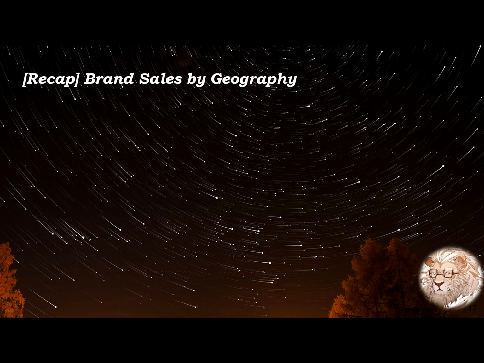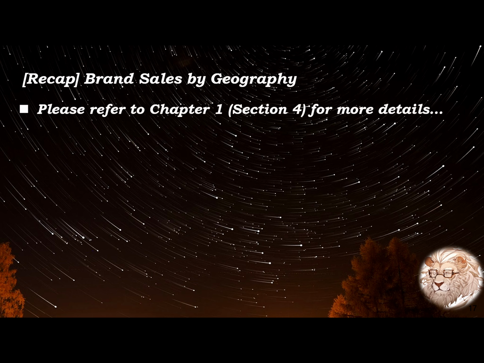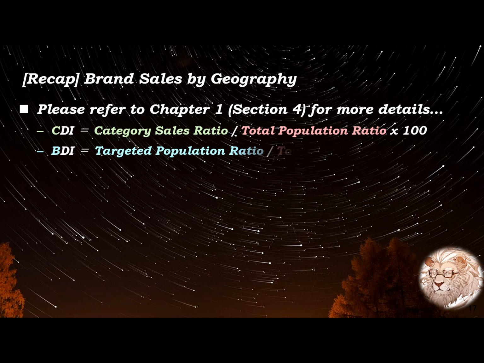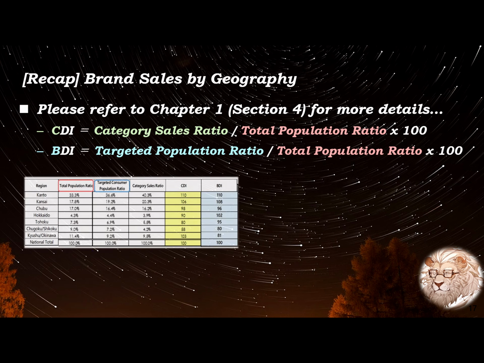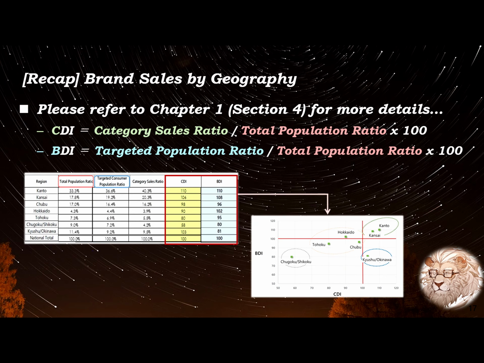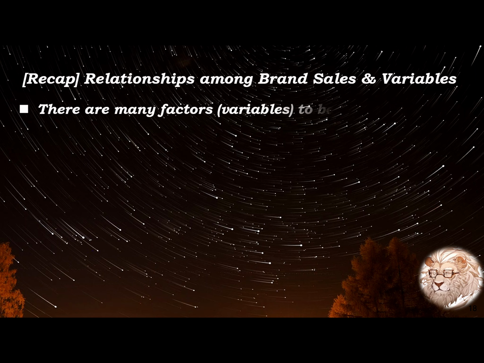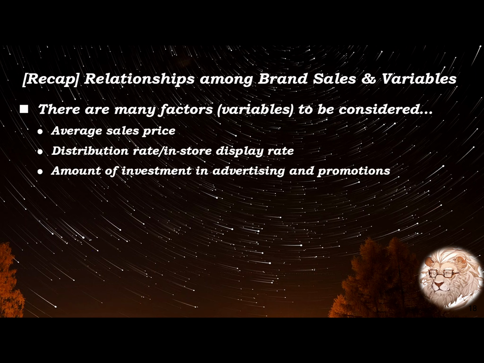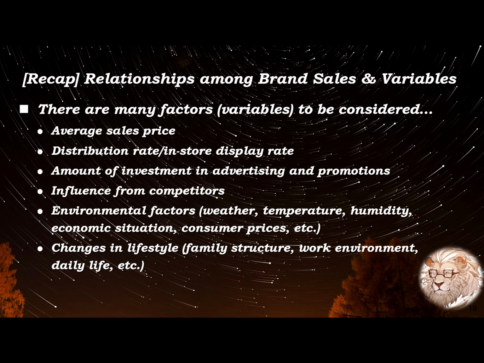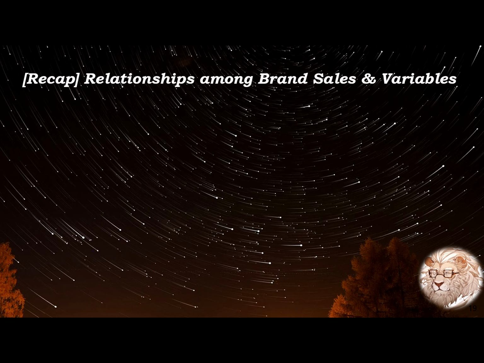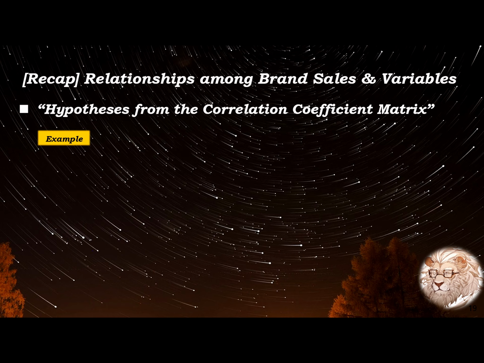Now, here are just quick recaps since we already covered them in chapters 1 and 2. First, you can use these simple formulas for CDI and BDI by region to review the past geographical sales performance. Second, to investigate how various factors influence your objective variable, such as brand sales value, the correlation analysis can easily answer your questions and assumptions.